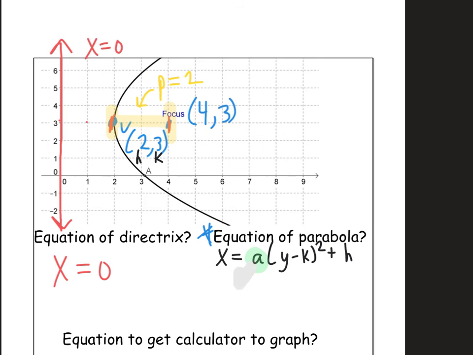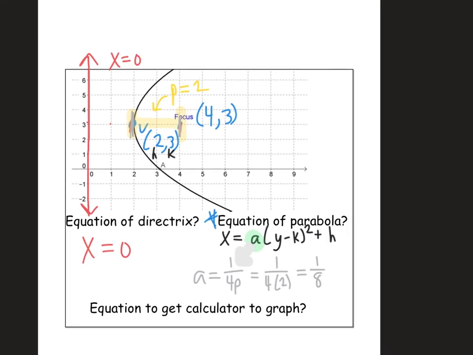So I know that a always equals 1 over 4 times p. Okay, and in this problem, the value of p, remember that distance from the vertex to the focus, was 2. So 1 over 4 times 2 is 1 over 8. That's going to be our value of a.